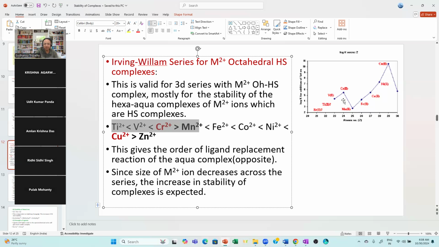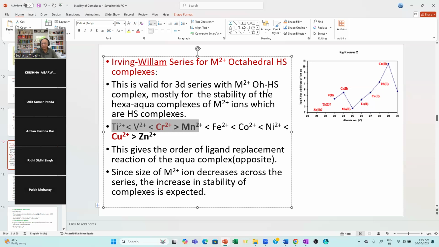We'll know the reason why. Therefore, copper 2 plus is highest. Zinc is below that. It's supposed to be below that, but CFSE wise it is 0, but size wise it is minimum. So zinc is even lower than nickel 2 plus. Zinc 2 plus stability is even lower than nickel 2 plus because nickel 2 plus has D8 configuration. CFSE factor will help you, but for Zn2 plus CFSE factor will not help. Only the size factor will help. It is the reduced size.